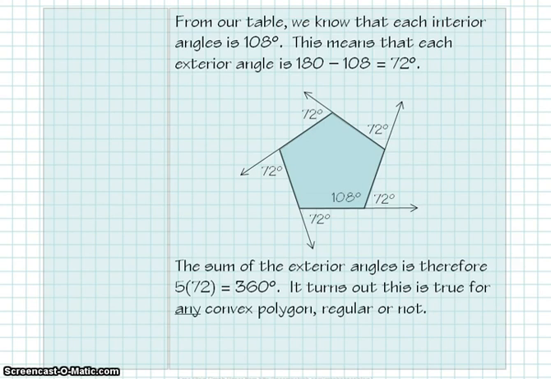Now the really cool, weird, creepy part about all this is that the sum of the exterior angles is always 360. Whether it's any convex polygon, regular or not regular, no matter how many sides it has, the exterior angles always add up to 360. Interior angles could add up to several thousand degrees, if not more, but exterior is always 360, which I find kind of weird and bizarre.